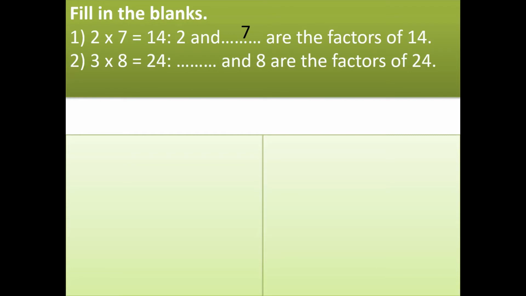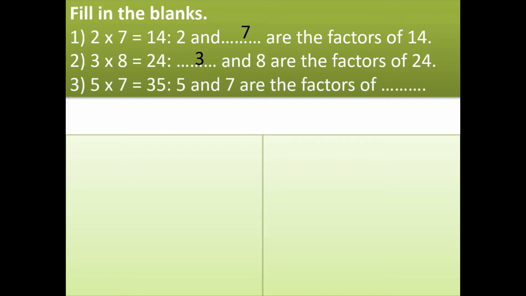Question number 2. 3 multiplied by 8 is equal to 24. Dash and 8 are the factors of 24. What do we have to write in the blank? The answer is 3. Question number 3. 5 multiplied by 7 is equal to 35. 5 and 7 are the factors of dash, and the answer is 35.